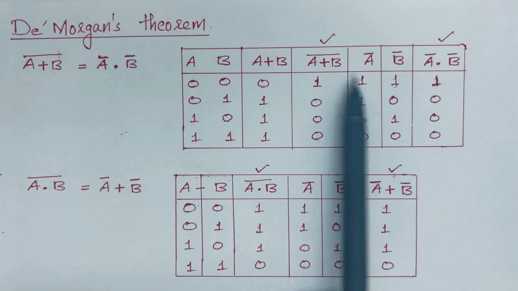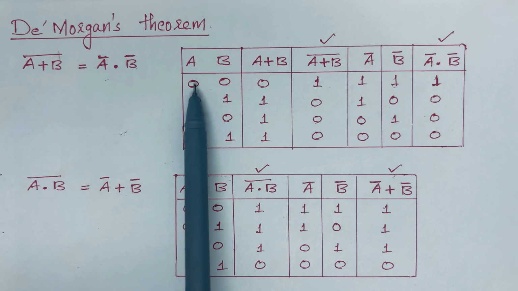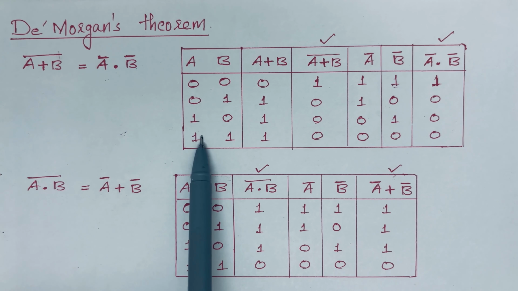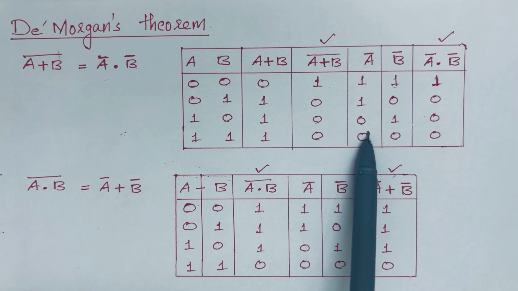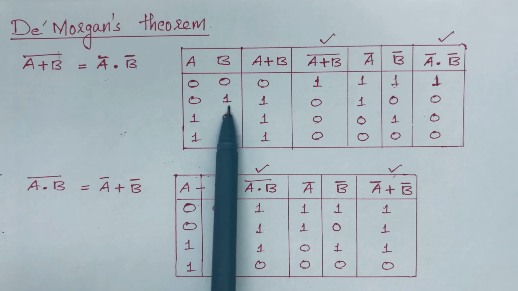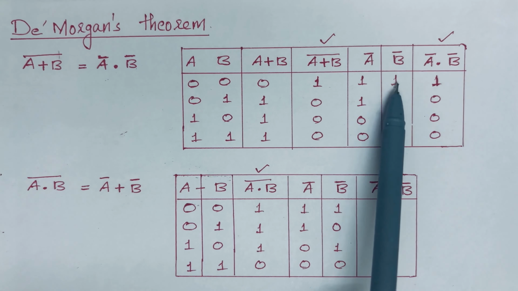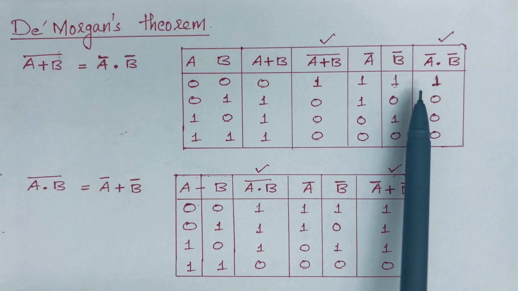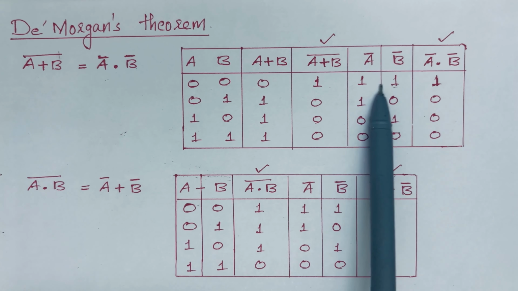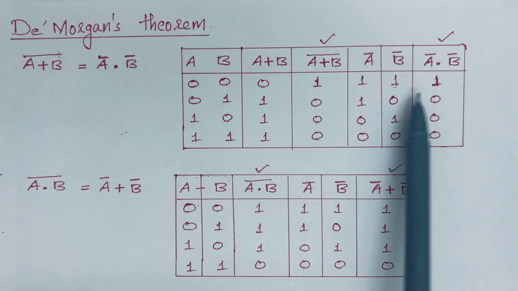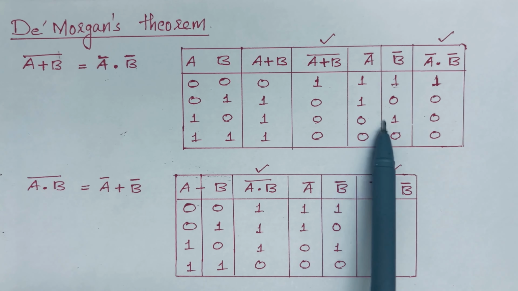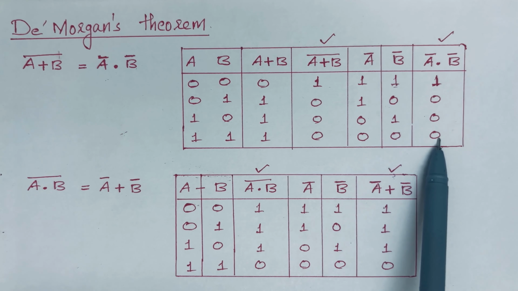Now for the RHS part, we are writing A bar. A bar is what? Complement of A. 0, 0, 1, 1 is A. The complement will be 1, 1, 0, 0. Now B values are 0, 1, 0, 1. Complement of B will be what? 1, 0, 1, 0. We got 1, 0, 1, 0. Next, we need to multiply these two, A bar into B bar. So 1 into 1, 1, 1 into 0, 0, 0 into 1, 0, 0 into 0, 0.